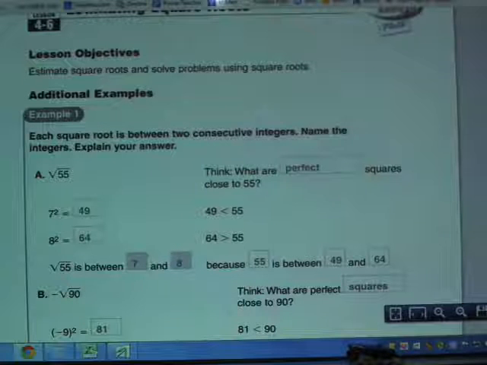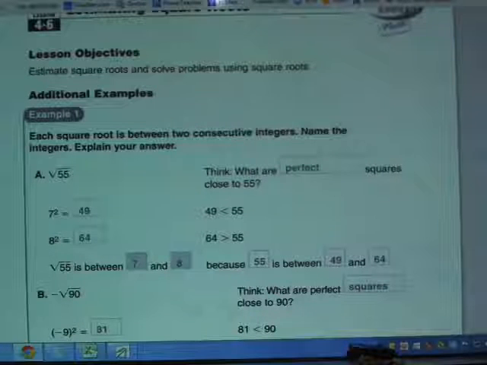So remember, when we take 1 and square it, the result is going to be 1. When we take 2 and square it, the result is going to be 4. 3 squared is 9. 4 squared is 16. 5 squared is 25. 6 squared is 36. 7 squared is 49. 8 squared, 8 times 8, is 64. 9 squared is 81. 10 squared is 100.